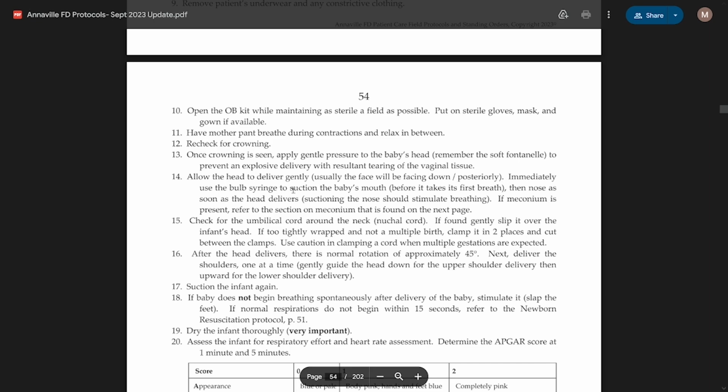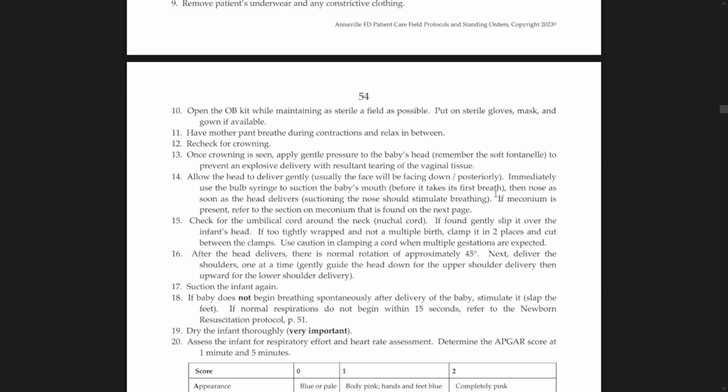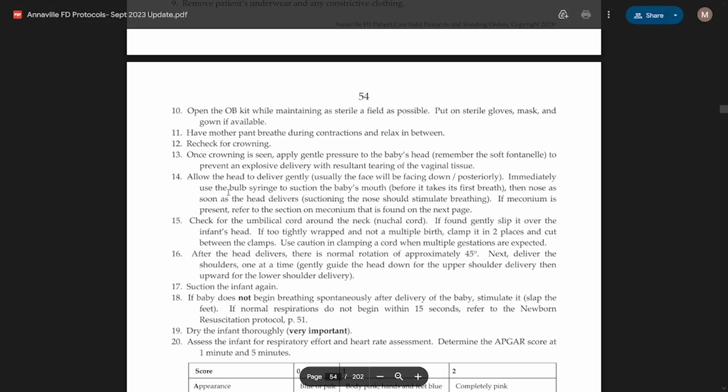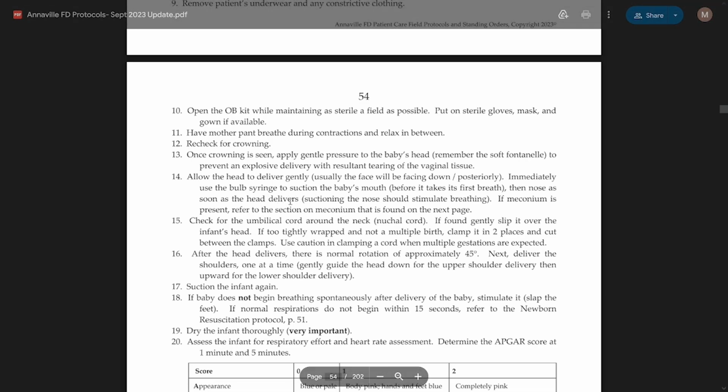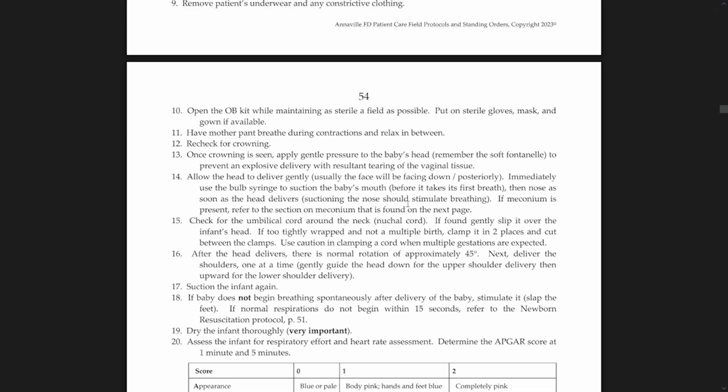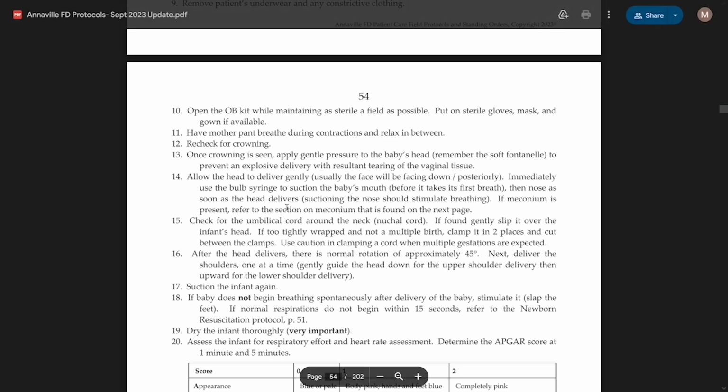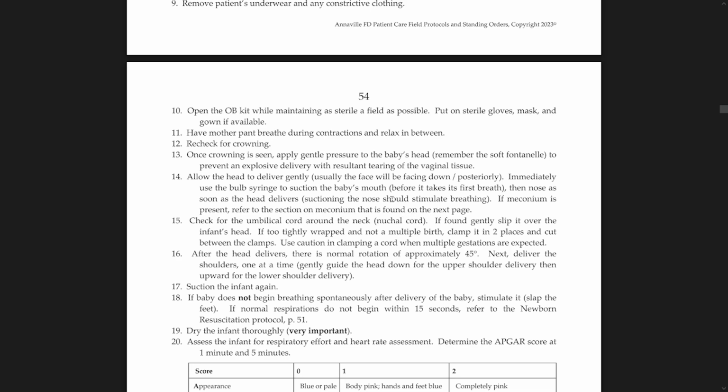Immediately use the bulb syringe to suction the baby's mouth before it takes its first breath. Then the nose as soon as the head delivers. Suctioning the nose should stimulate breathing. If meconium is present, refer to the section on meconium that is found on the next page.